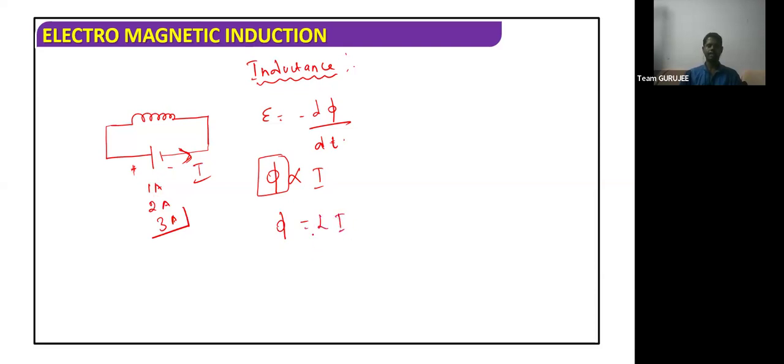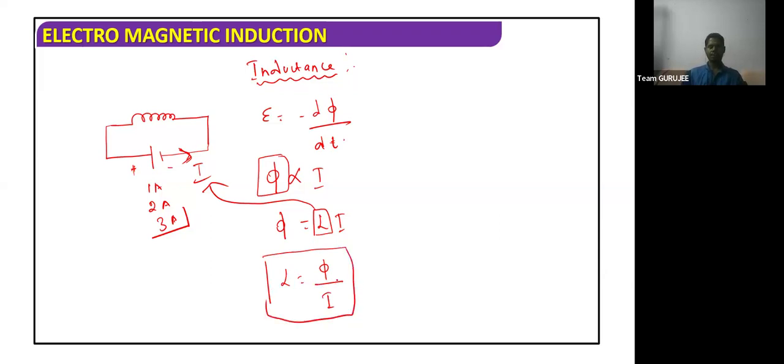Phi is equal to L into I. L is called the self inductance. Phi is the magnetic flux, directly proportional to the current. Therefore, if the current is increasing, the magnetic field is increasing. If the current is decreasing, the magnetic field also decreases. Therefore, phi is equal to L into I. L is the coefficient of self inductance. Therefore, L is equal to phi divided by I. This is the formula of self inductance.